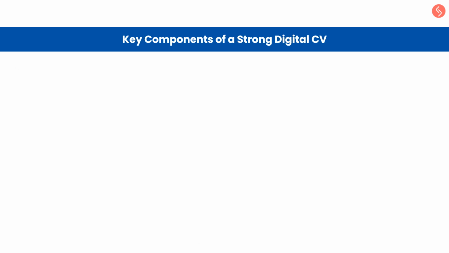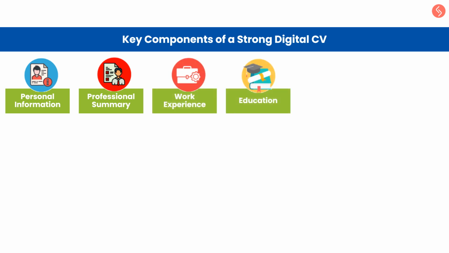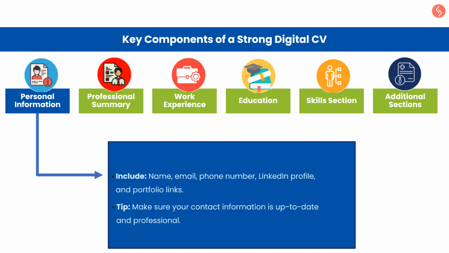A strong digital CV should include key components such as personal information, concise introduction and professional summary, detailed descriptions of work experience, education and academic background, skills section with relevant skills, and additional sections. Personal information. Include contact information like name, email, phone number, LinkedIn profile, and portfolio links. Make sure your contact information is up to date and professional.